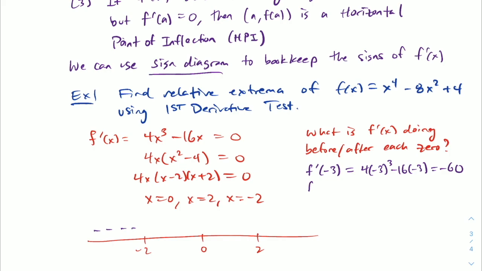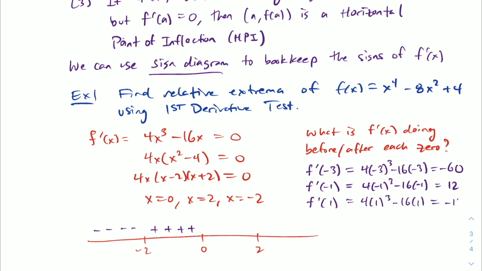Then if we put in negative 1, we'll get 4 times negative 1 cubed minus 16 times negative 1, which is positive 12. So now it's positive. It's positive between negative 2 and 0. And then we're going to put in 1. That's between 0 and 2. We'll get 4 times 1 cubed minus 16 times 1. That's negative 12. So now it's negative in this region.